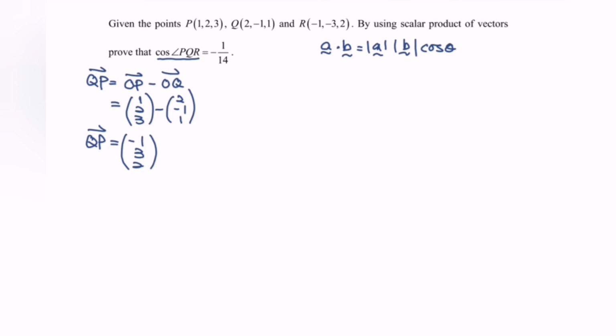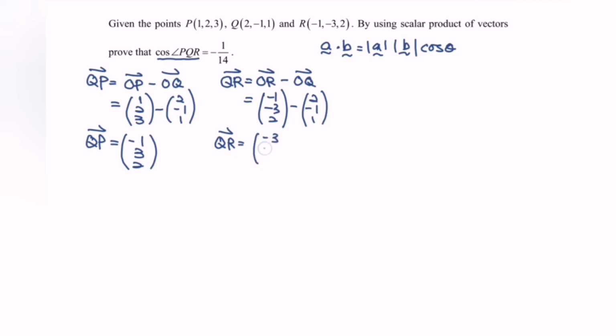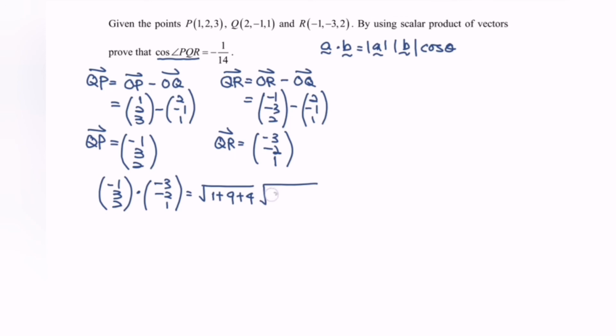Next, focus on the second part, QR. So OR minus OQ. OR is (-1, -3, 2) minus OQ, which is (2, -1, 1). So the vector QR equals (-3, -2, 1). Kindly substitute into the formula: (-1, 3, 2) dot (-3, -2, 1) equals the magnitude of QP, square root of 1 plus 9 plus 4, multiplied by the magnitude of QR, square root of 9 plus 4 plus 1, cos theta.